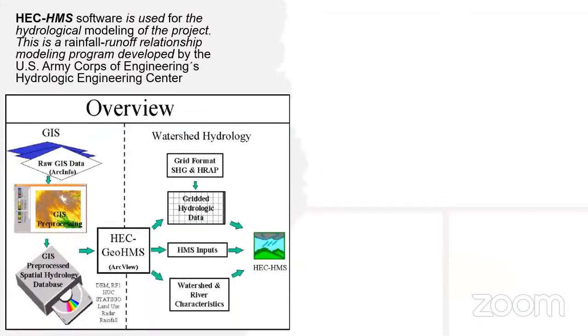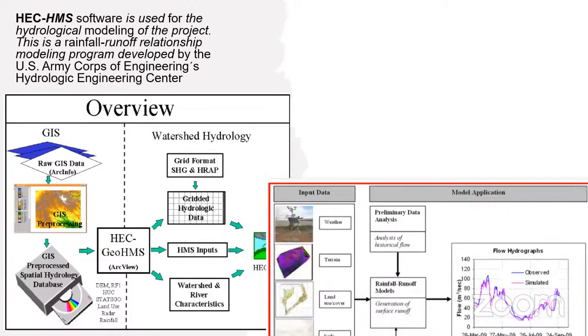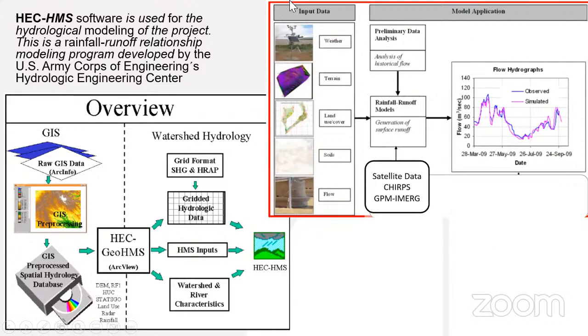If we come to the HMS model that we have used, we collected the data and processed it using GIS software. Then, in order to use the HMS software, it needed some parameters: river and watershed characteristics, and hydrological input like rainfall and precipitation products. This is the model application and the input data: weather, terrain, land cover, soil, and flow. We also used the satellite data of these two satellites, CHIRPS and GPM IMERG.